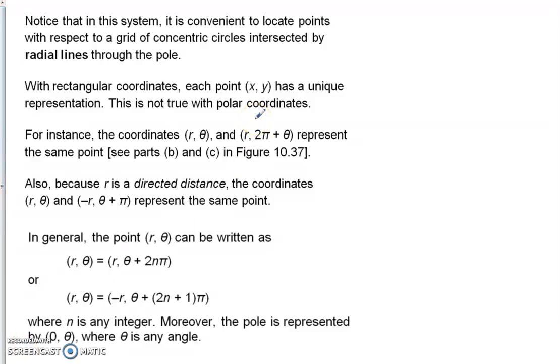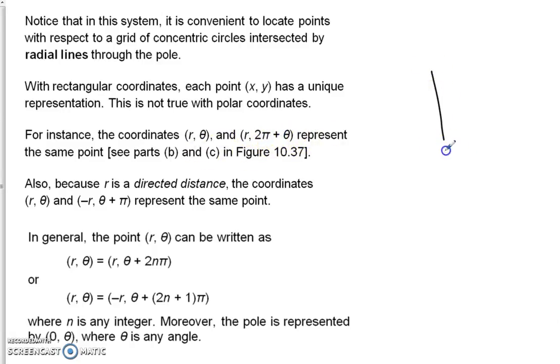Notice in this system, it's easy to locate points with respect to the grid of concentric circles using what we call radial lines. It means they start out from the pole and go out like a radius. With rectangular coordinates, each (x, y) has a unique representation. Not true at all with polar coordinates. In fact, I can have an infinite number of descriptions for the exact same point. If I have a point (r, theta), then (r, theta plus 2 pi) represents the exact same point.